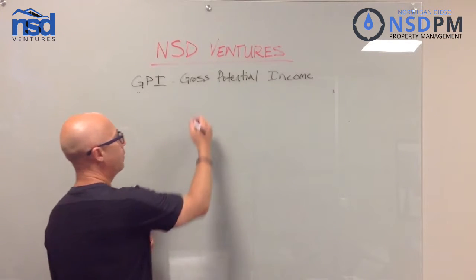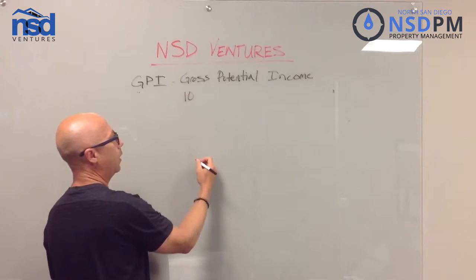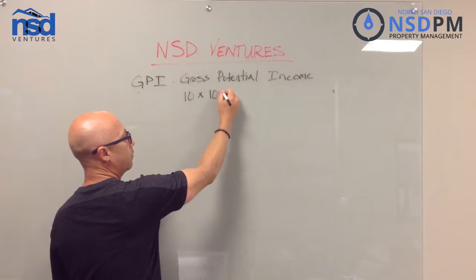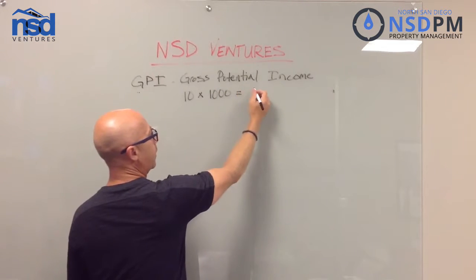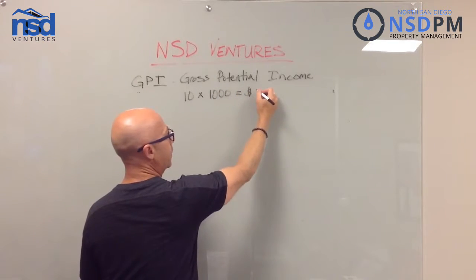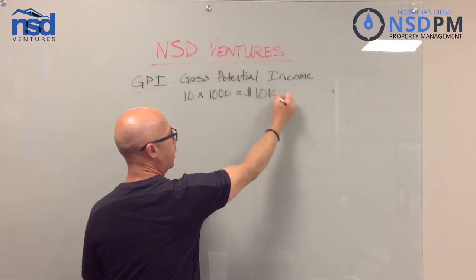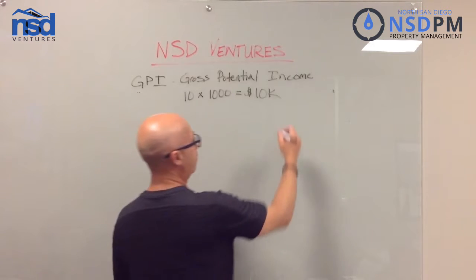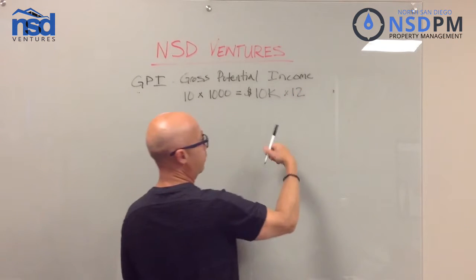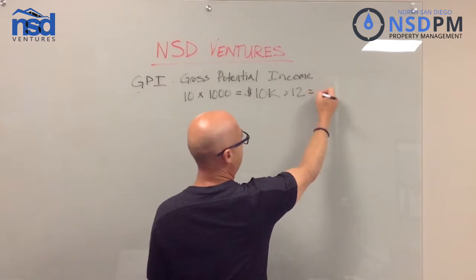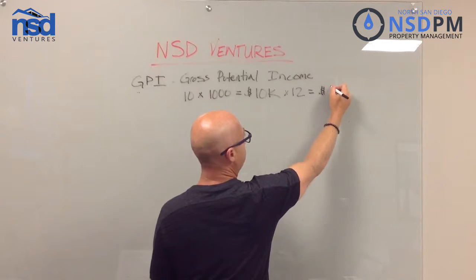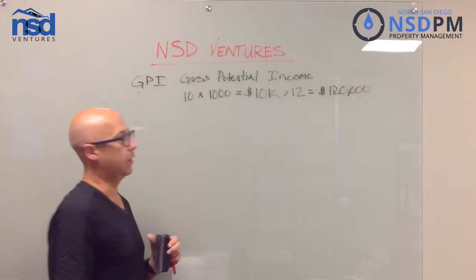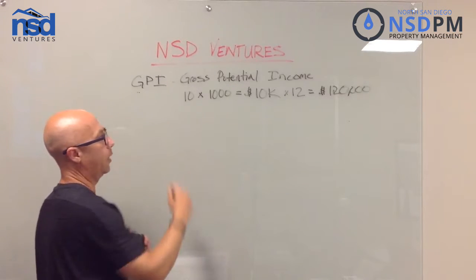Pretty easy. Let's say we've got a 10-unit building, and we bring in $1,000 a unit. So we're going to multiply that. Our monthly income is going to be 10K, right? Then we're going to multiply that by 12 months in the year, right? Which will give us our annual, which would be $120,000 a year, right? Which would be our GPI.